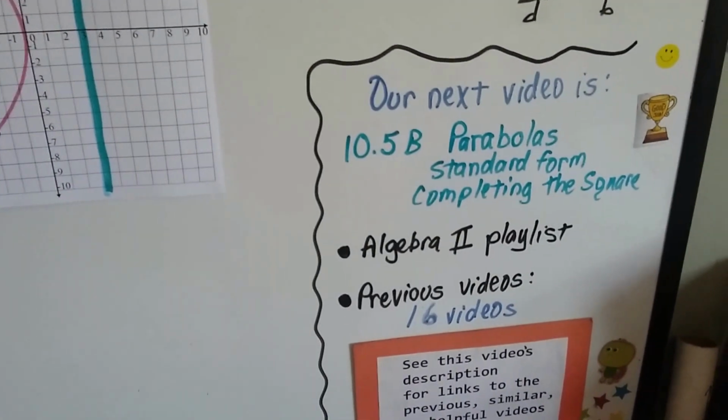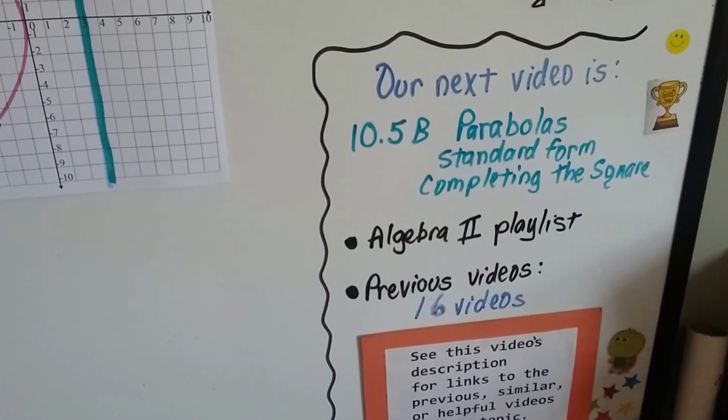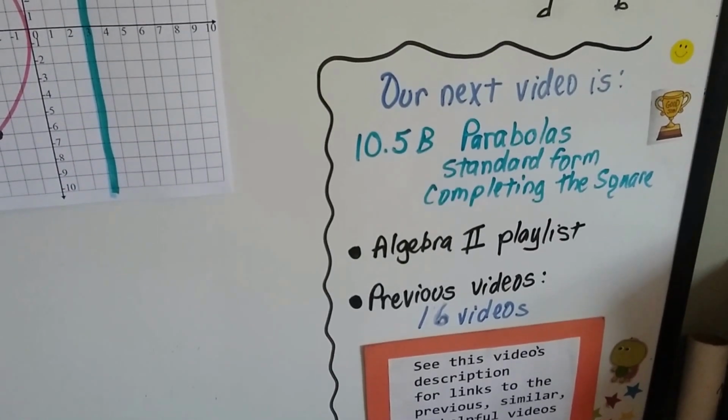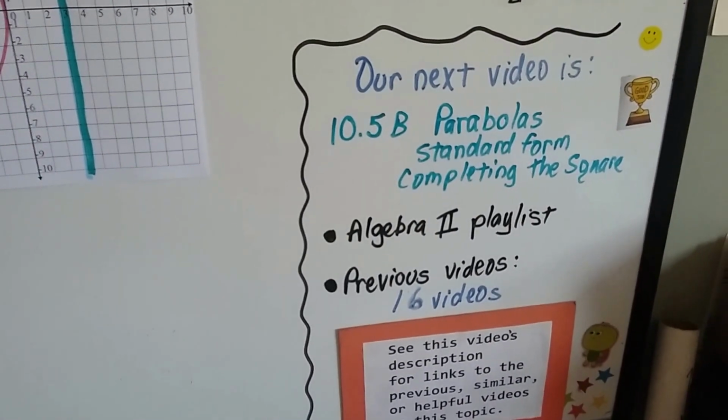All right? Our next video is 10.5b. We're going to talk about parabolas in the standard form by completing the square. We're going to find the vertex, focus, directrix, and graph a parabola by first completing the square.